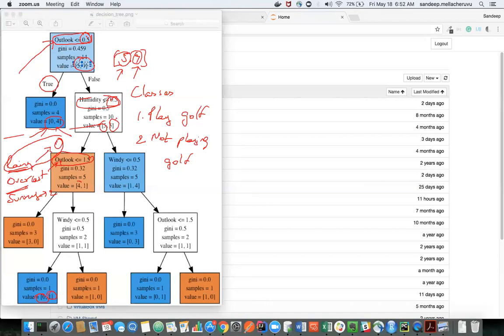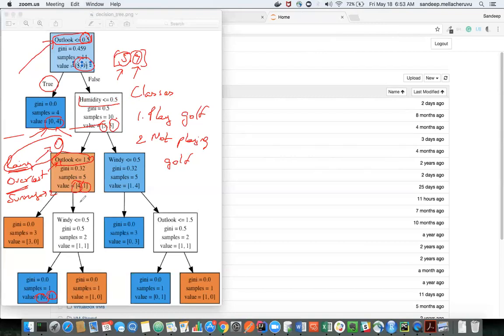So what it is doing, it is trying to split again, saying humidity less than or equal to 0.5. Based on that, again it is splitting. When it is splitting based on humidity less than or equal to 0.5, again you are getting 4 times you did not play, 1 time you played.